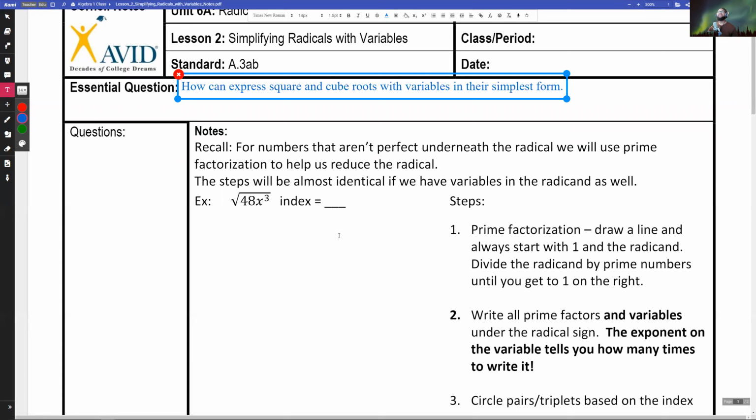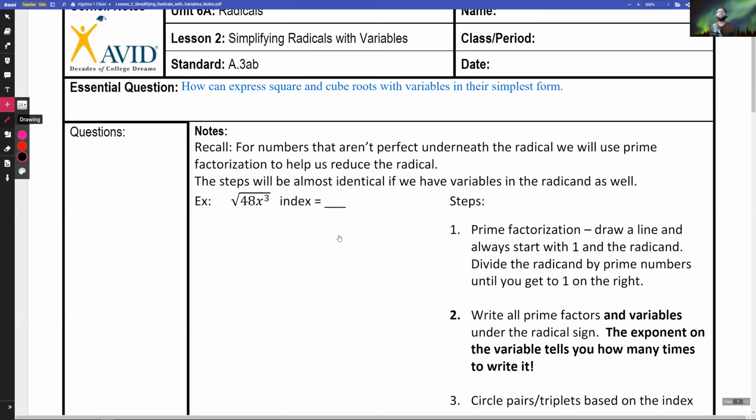The steps will be almost identical if we have variables in the radicand as well. We have variables in that house. Before, we were just dealing with numbers in the house, and now we're going to look at what it looks like to have variables in the house as well. So for our first example, it says the square root of 48x cubed.